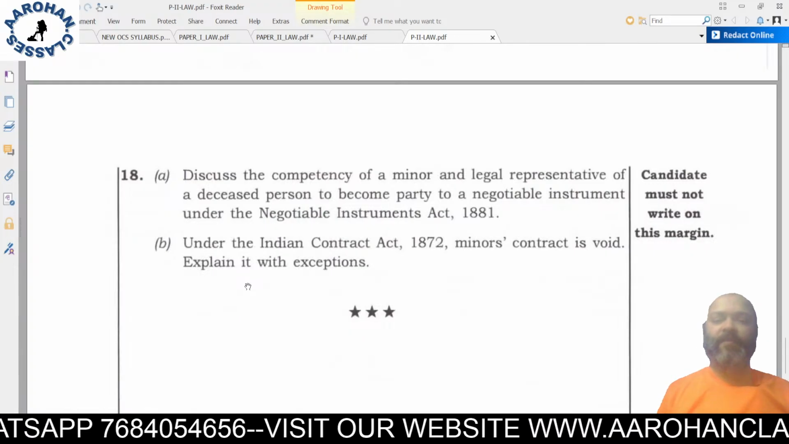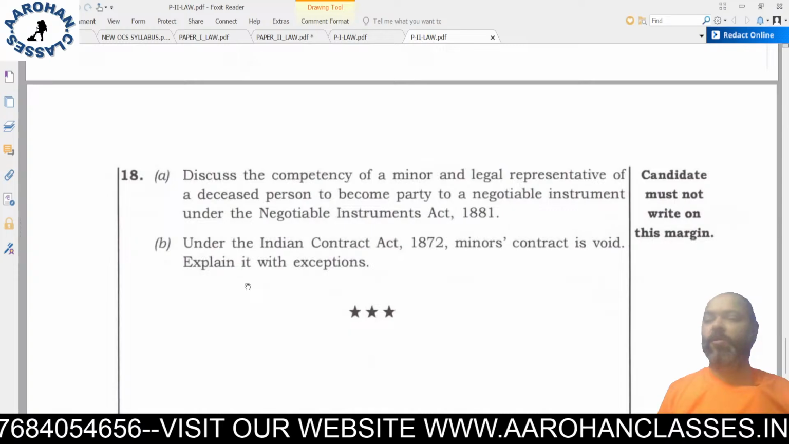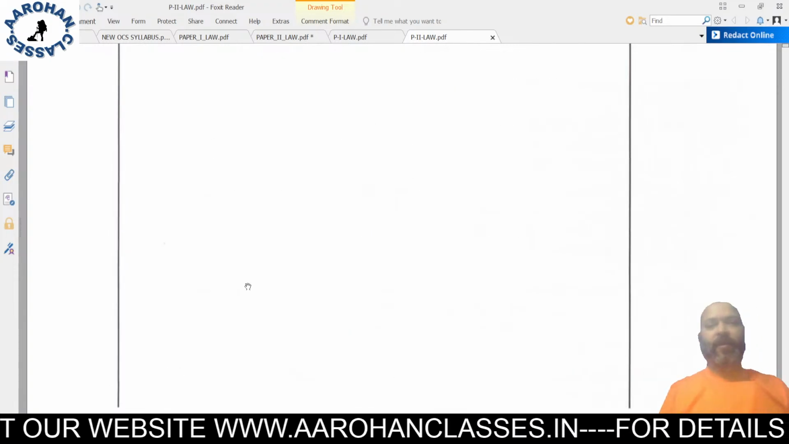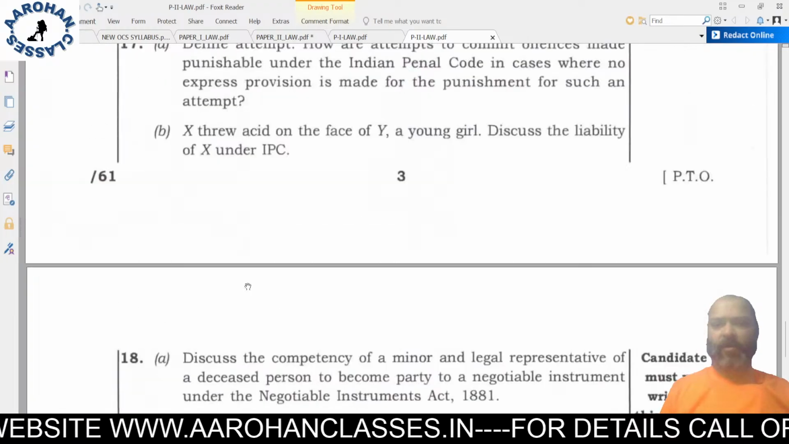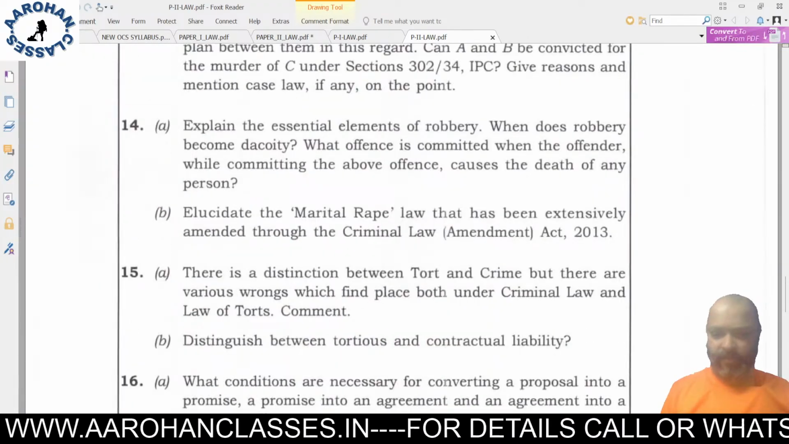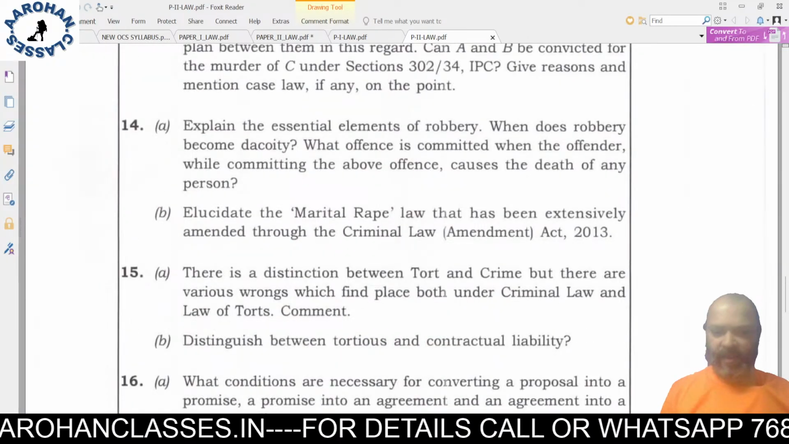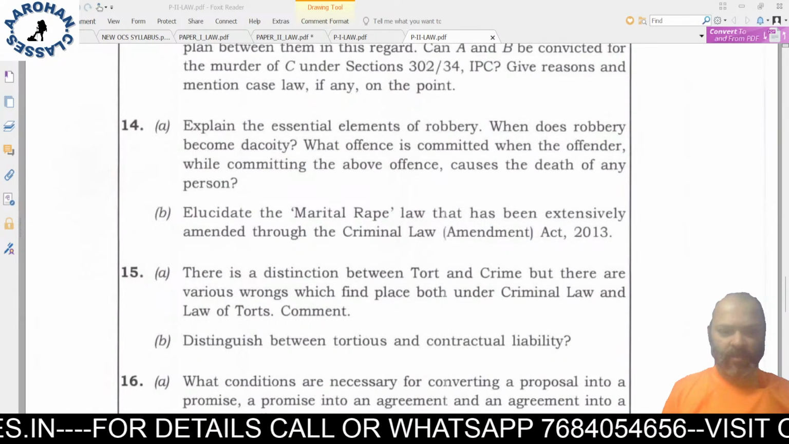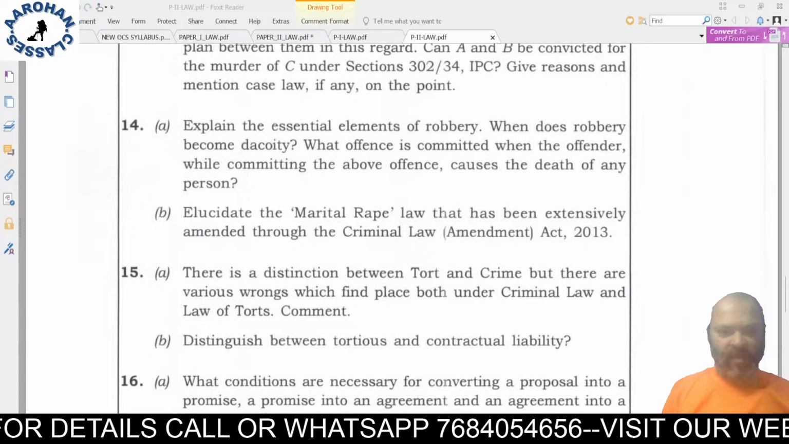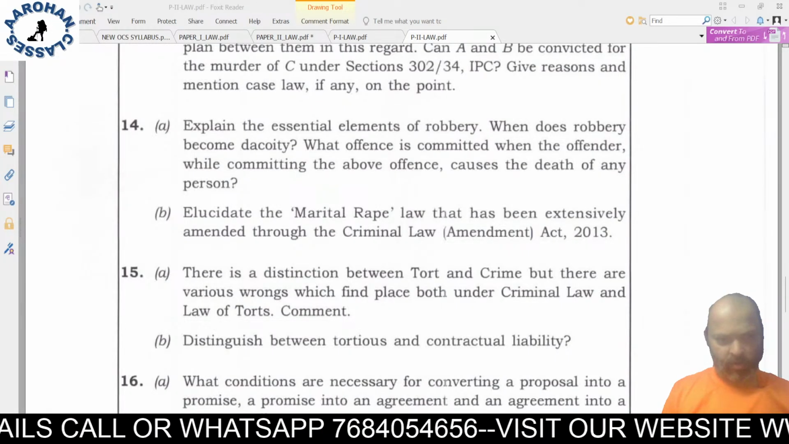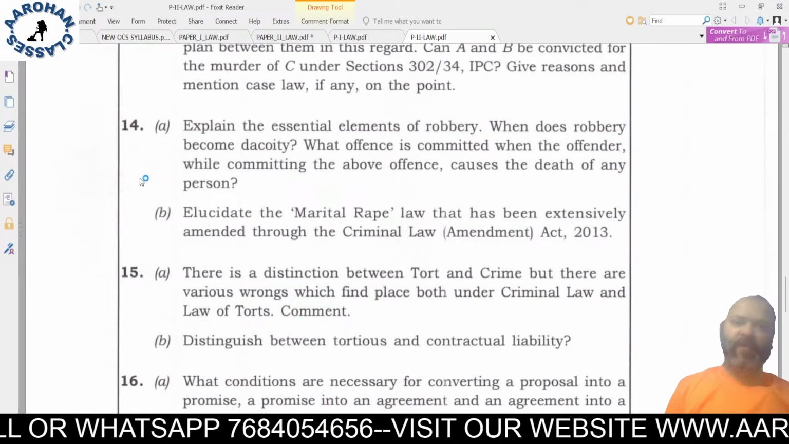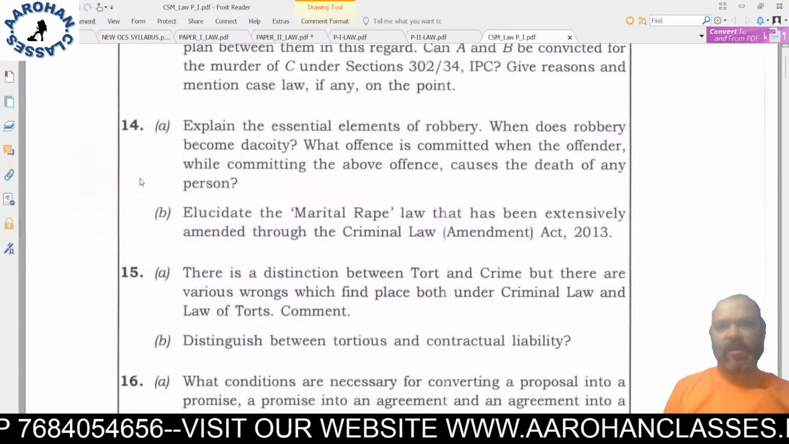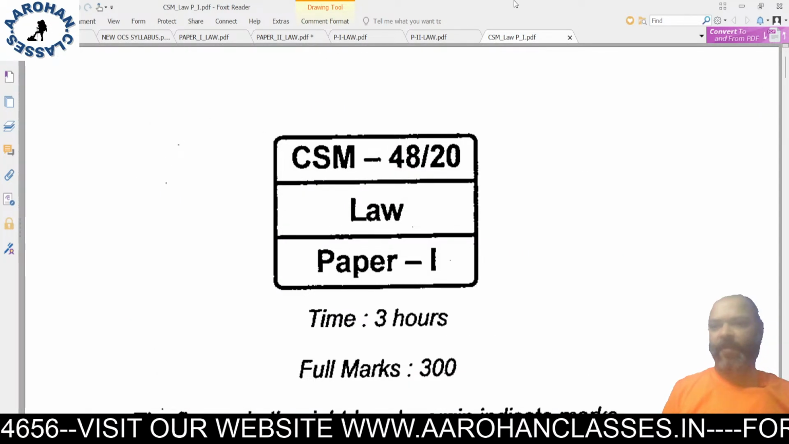Under the Indian Contract Act 1872, minor's contract is void. Explain it with exceptions. Okay, so it is 2022, right? So the pattern has become more challenging in the sense that now you have to write more questions, you have to attempt more questions, and time per question has become obviously less. So that part also you have to see.